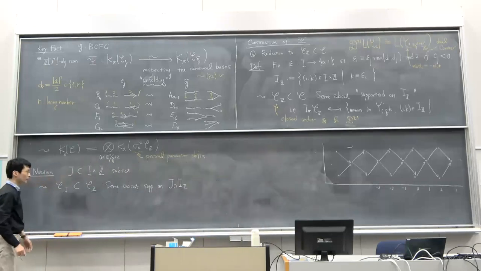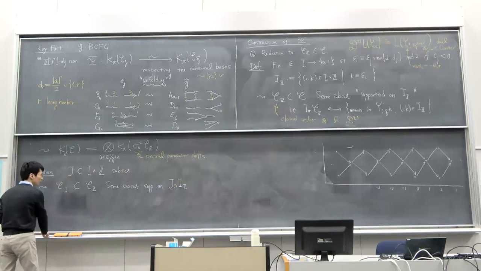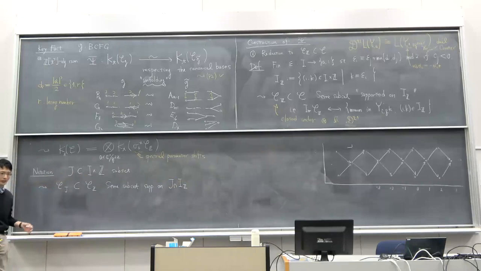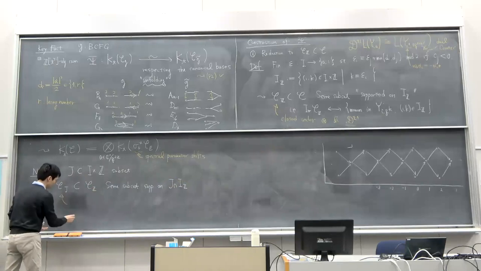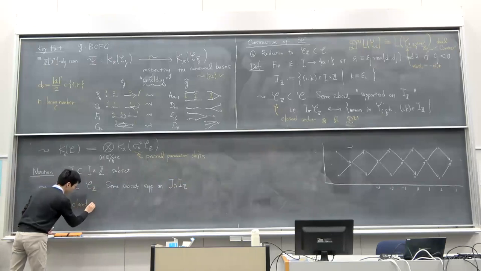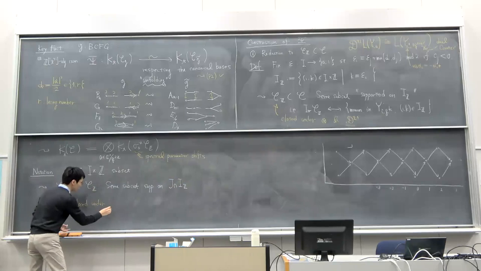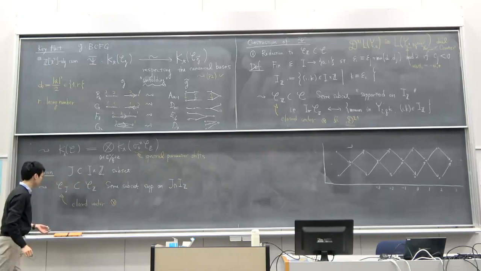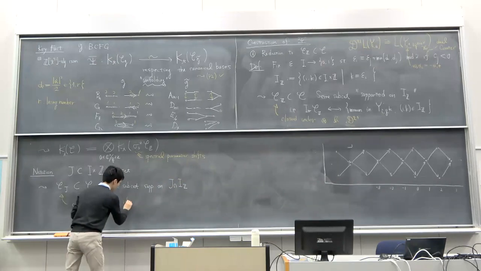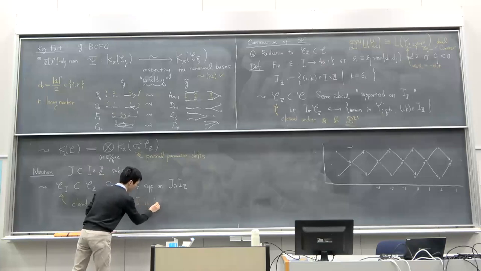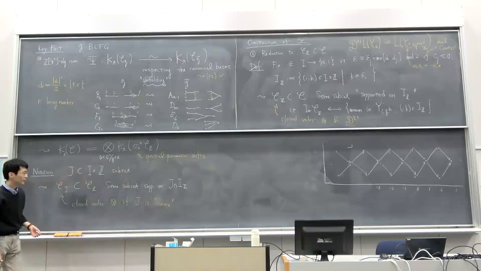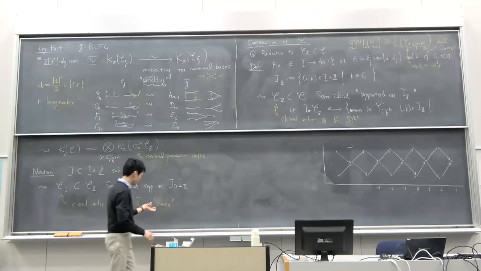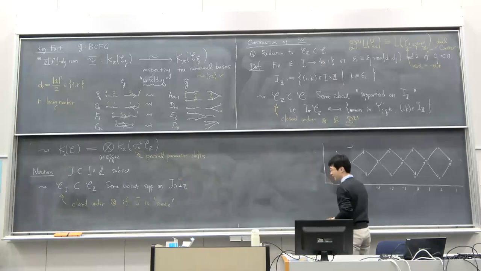Then this is just a subcategory. So in general, this is not closed under tensor product, but we can prove that this category is a monoidal subcategory, so closed under tensor product, if J is convex in a suitable sense.